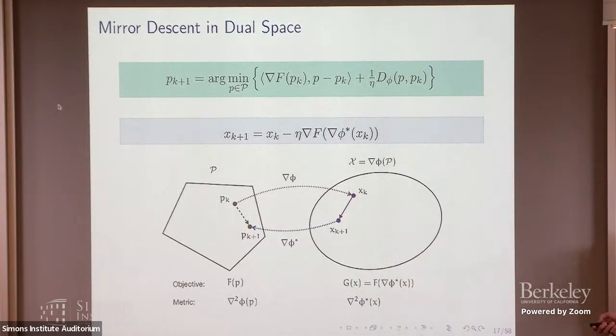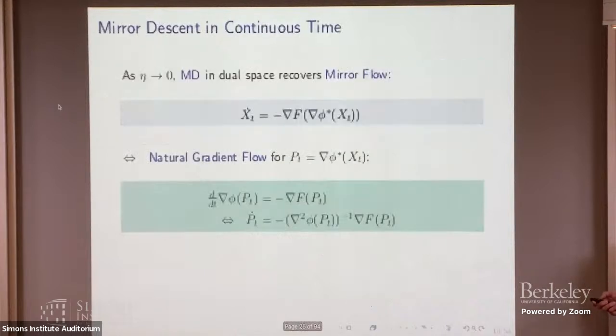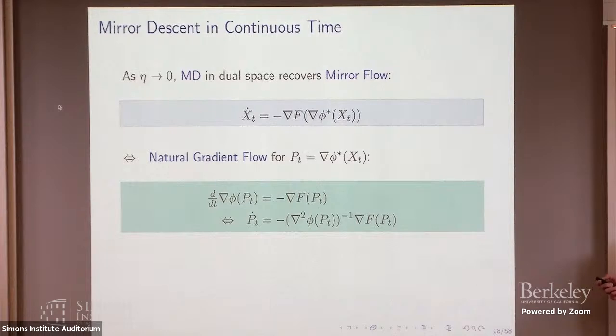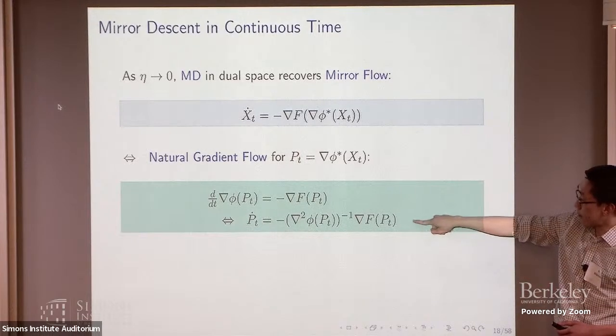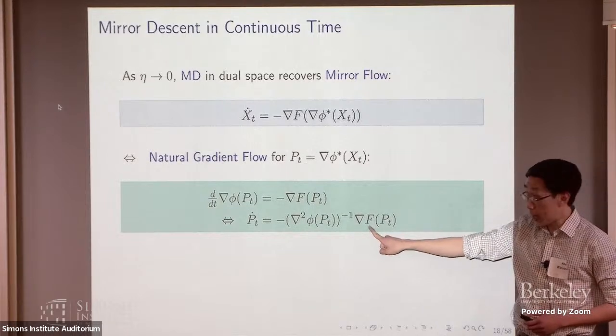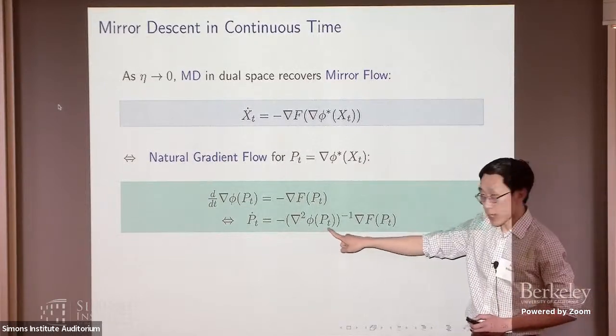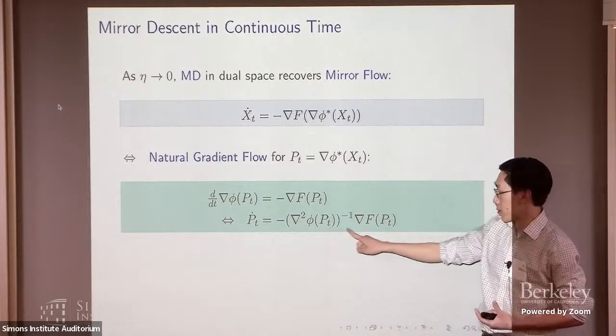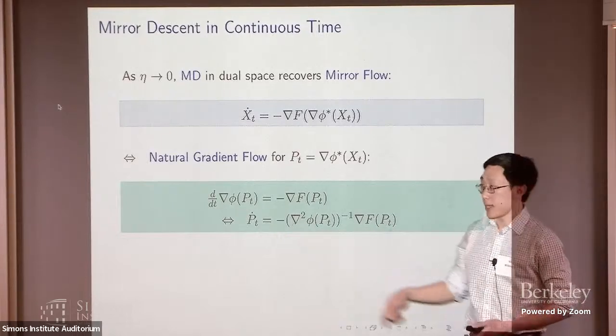And this becomes even more interesting in continuous time. So if you take eta goes to 0, eta is step size, right? In the dual space, you recover what's called mirror flow. And this is in the x variable, right? But if you translate this in the primal variable p, if you just plug in p to be this value, then this gives what's called the natural gradient flow for p. So this is the gradient flow for minimizing this objective function f, but using this Hessian metric. So when you have a metric, you should multiply the gradient by the inverse metric.